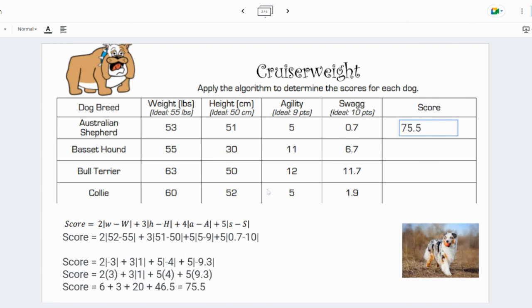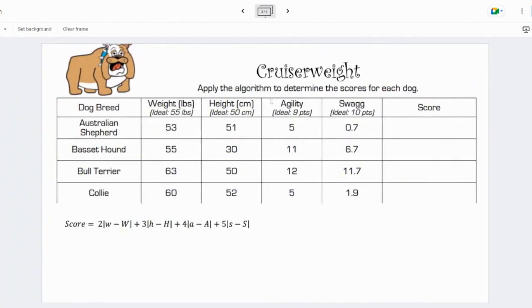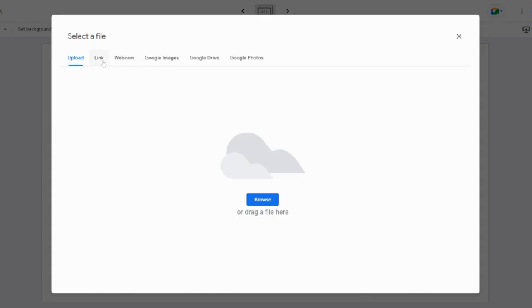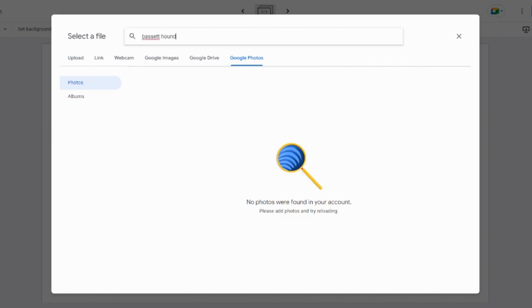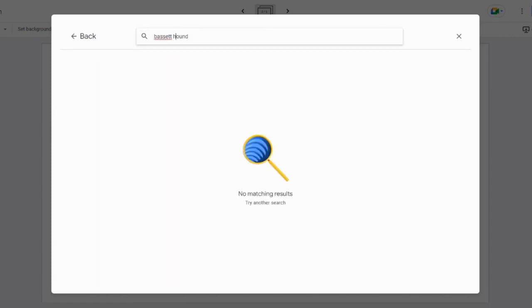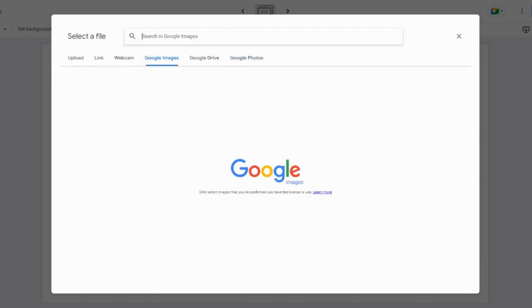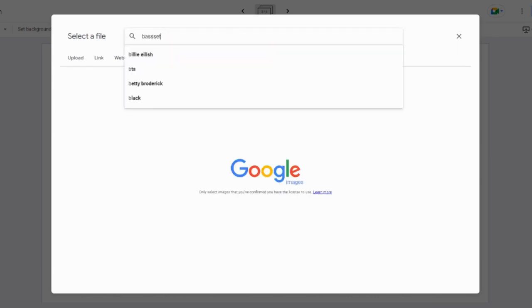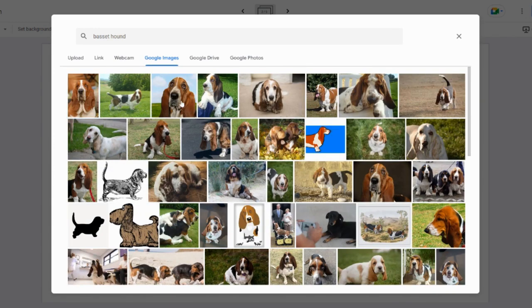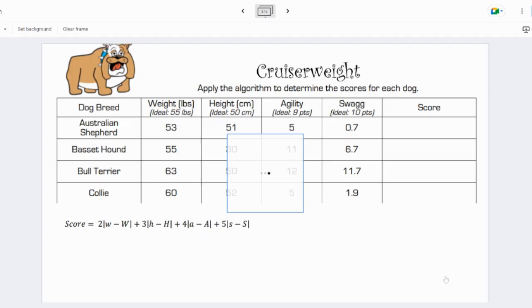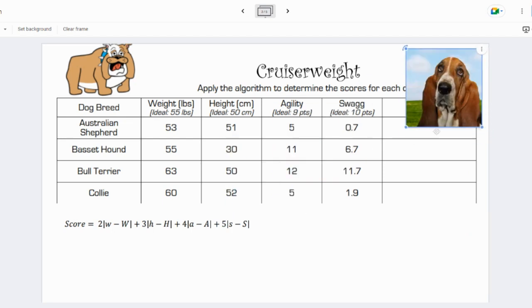All right, pause the video if you're good. If you're ready for the next example, go ahead and continue with me. So we'll do the Basset Hound next. I'll go ahead and put a picture of him so you know what we're looking at. Basset Hound. What? Oh, okay. I guess we're not getting a picture. Oh, Google Images. Basset Hound. There we go. Put him up there.